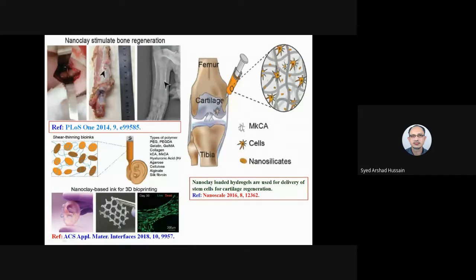So researchers say that nanoclay-based hybrid material is very suitable to print living organs, human organs.